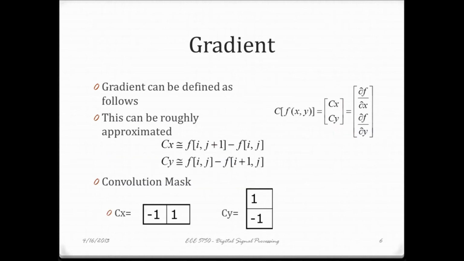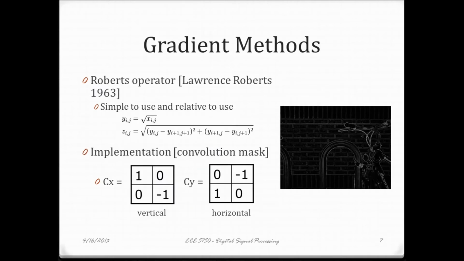Gradient. Gradient can be defined in the following function shown to your right. This can be approximated by a simple convolution mask. Roberts operator, created by Lawrence Roberts in 1964. It's simple to use because it can be implemented by a 2x2 convolution mask.